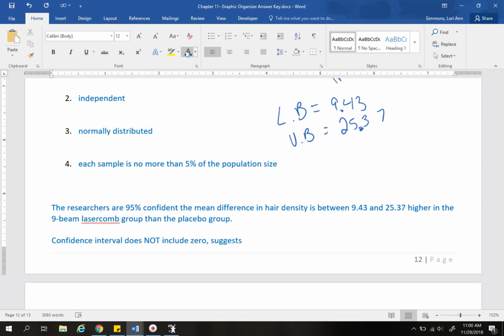So it suggests that the 9-beam laser comb treatment is effective. Right, because we're talking about the differences. When you take a difference and it's not 0, because if there is not a difference, it'd be 0. But if there is a difference, 0 would not be contained in here. So this laser comb treatment then is effective.